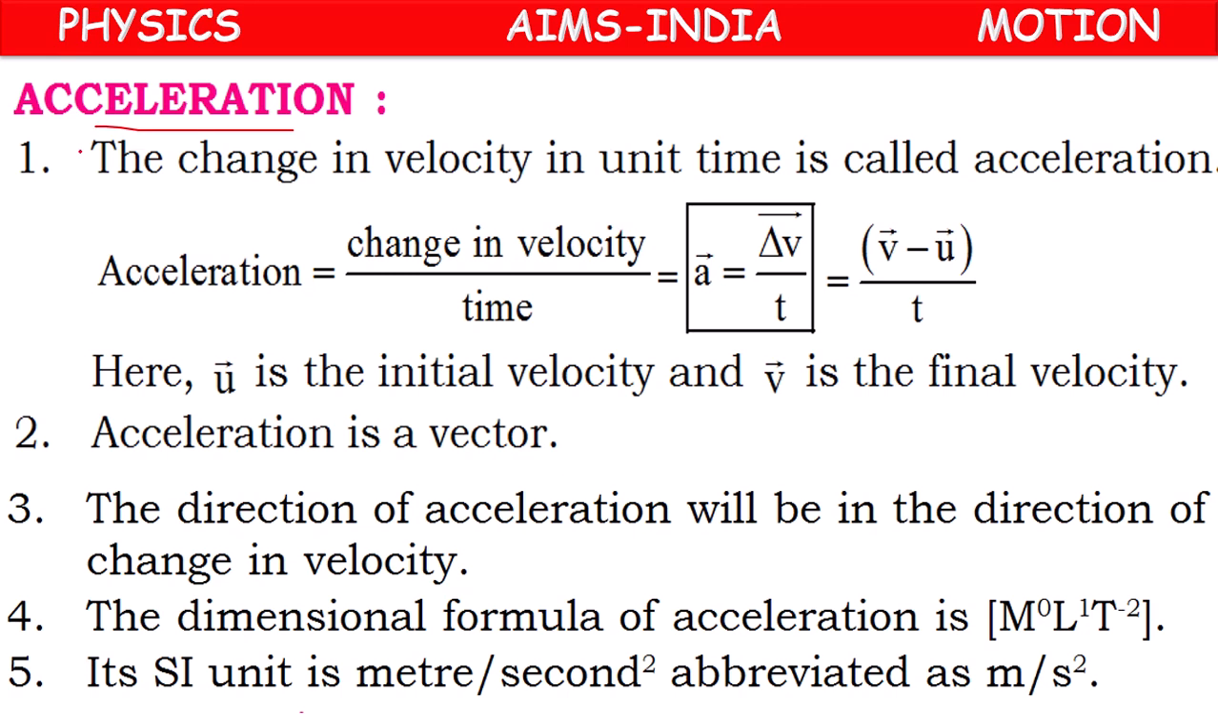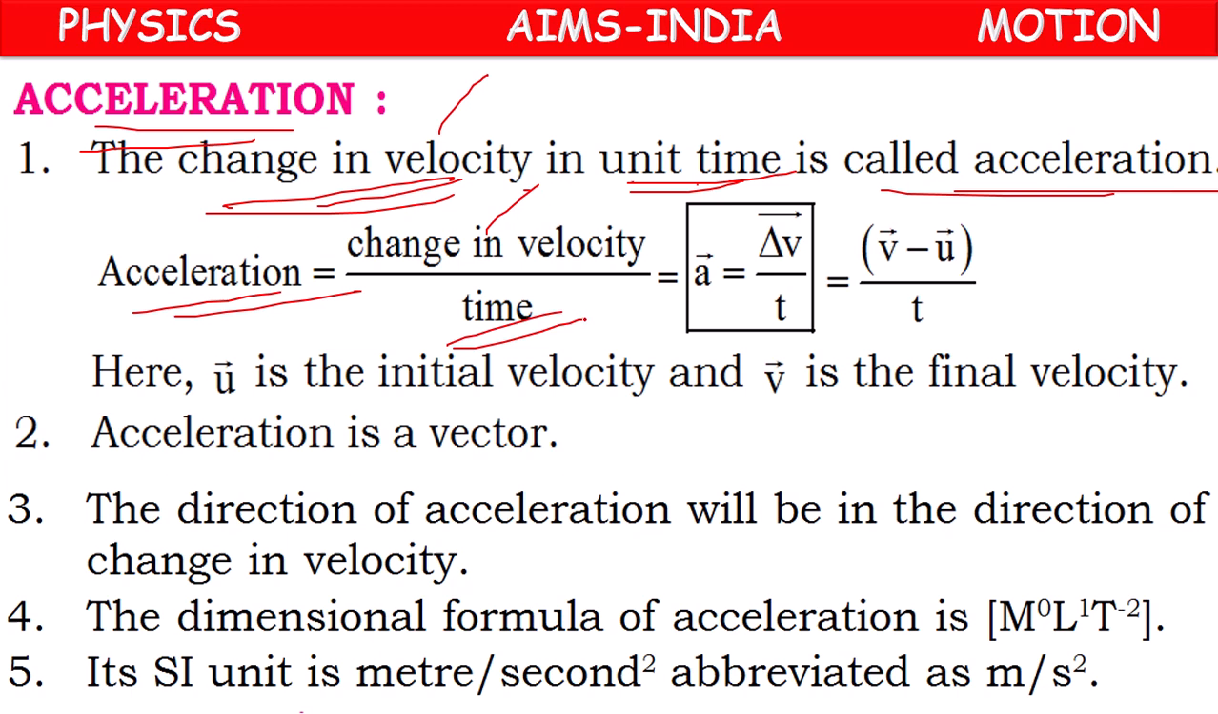So here, acceleration means the change in velocity in unit time, meaning in 1 second how much velocity changed. That is called acceleration. So acceleration means change in velocity by time. Change in velocity, what is the symbol, children? Delta V bar. Delta stands for change, V stands for velocity, bar stands for vector. So change in velocity by time.